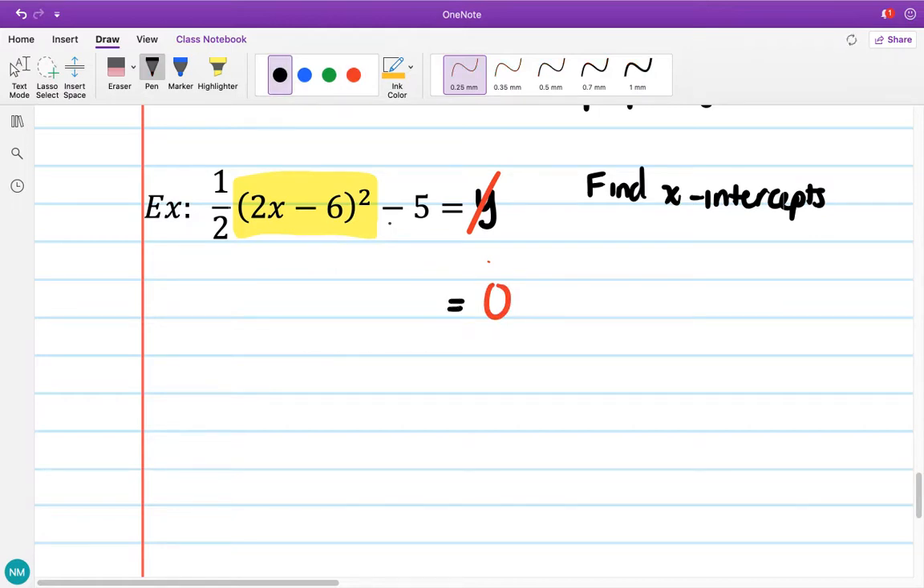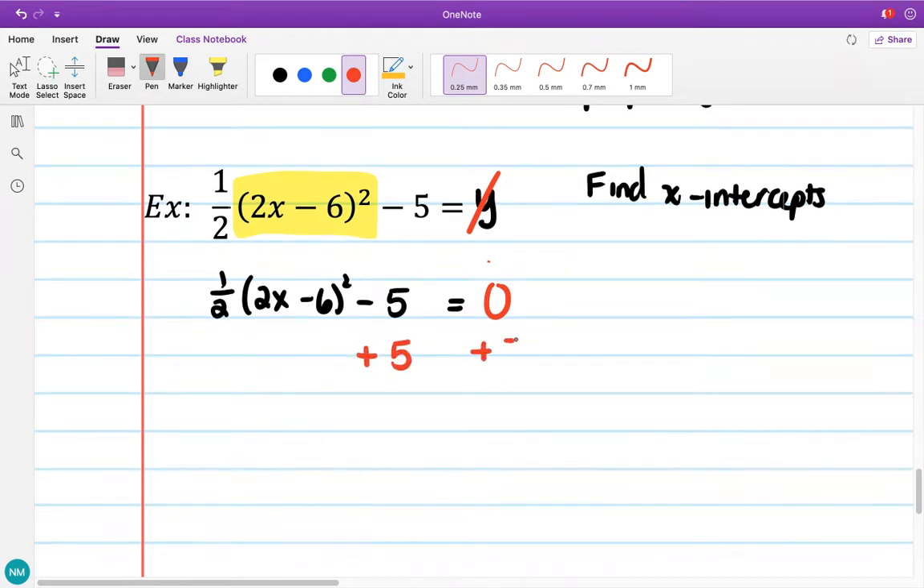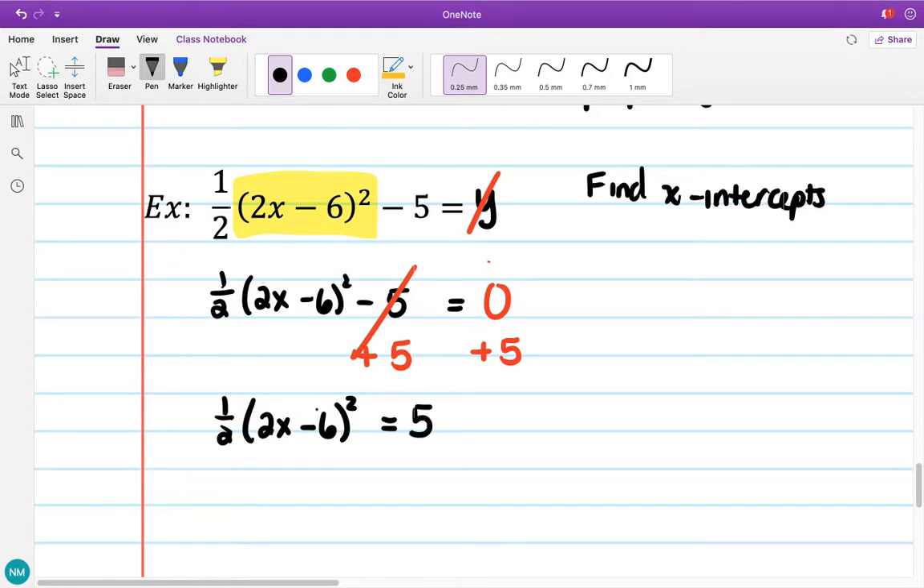So I'm going to rewrite this. 1/2 (2x minus 6) squared minus 5. So I'm going to do this first. So plus 5, plus 5. This goes away. So now I have 1/2 (2x minus 6) squared equals 0 plus 5 is 5. Boom.